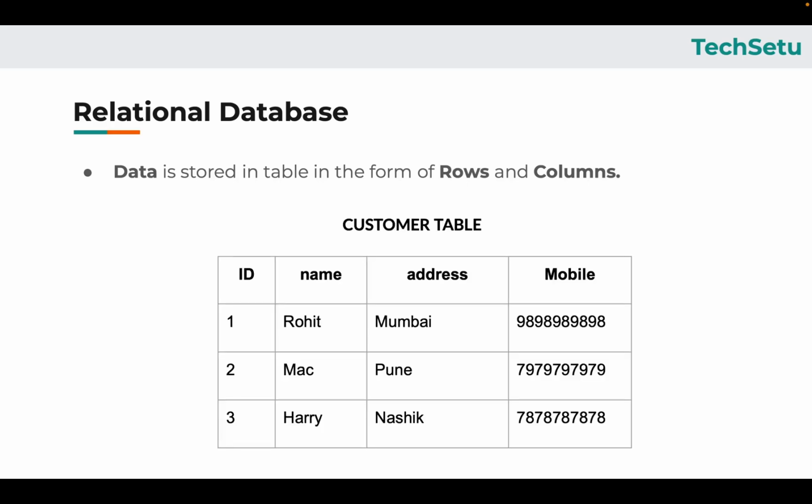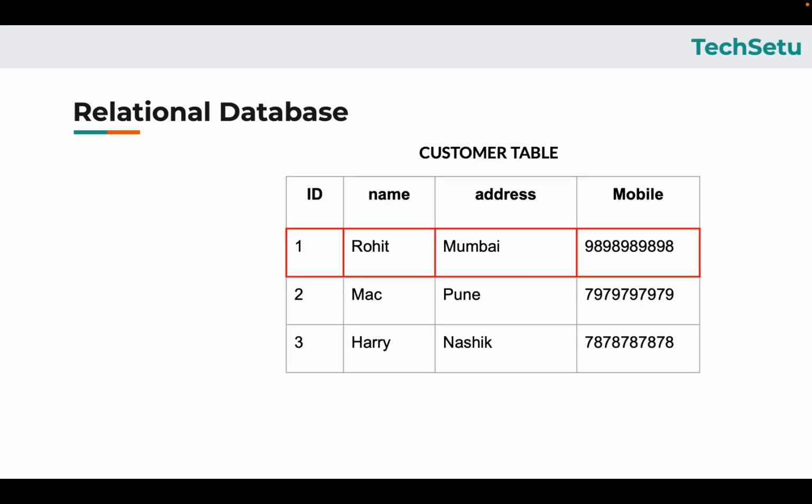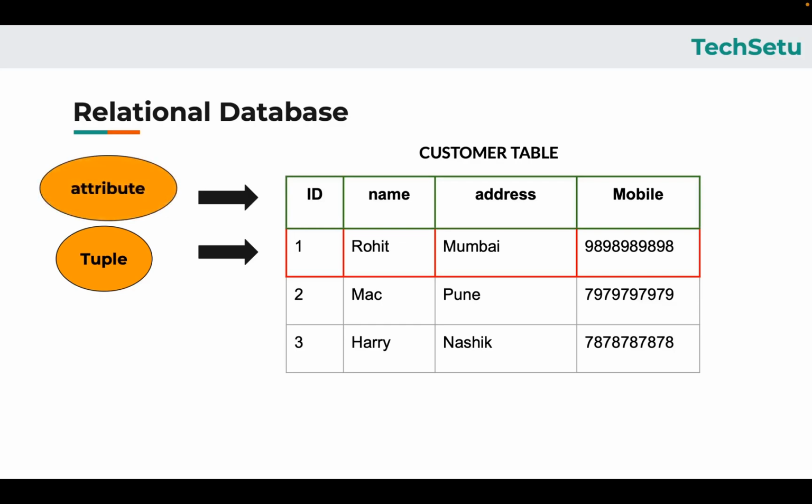You can see an example in front of you, and this is what we used to do in our school days also. Whenever our teacher told us to take the data of all the students, we used to draw a table and store that data in the table, because if you store the data in a table, it becomes easy for us to retrieve it. Right now in front of you is the customer table, which has 4 columns and 3 rows. A row in a relational database or in a table is called a tuple, and the columns that you see in front of you, that is ID, name, address and mobile, are called attributes. So rows are tuples and columns are attributes.